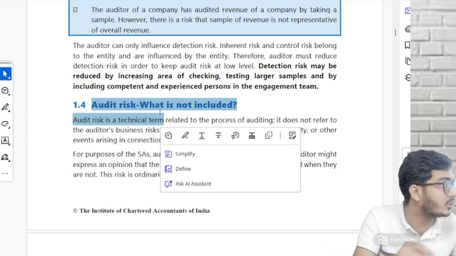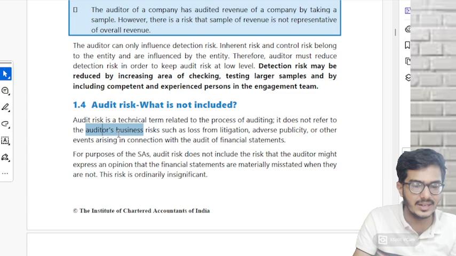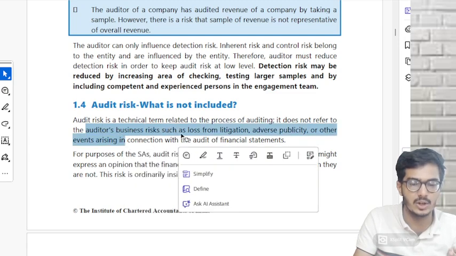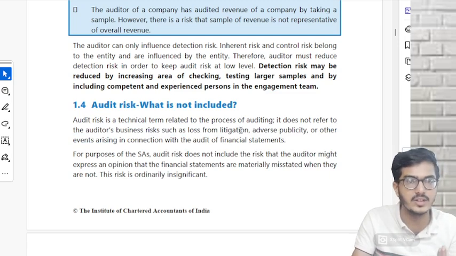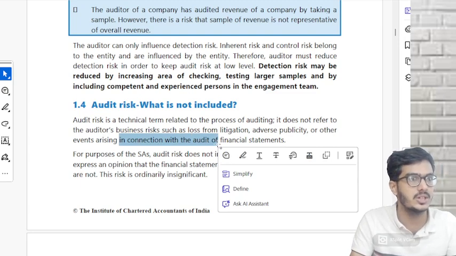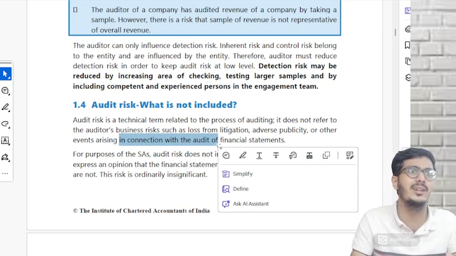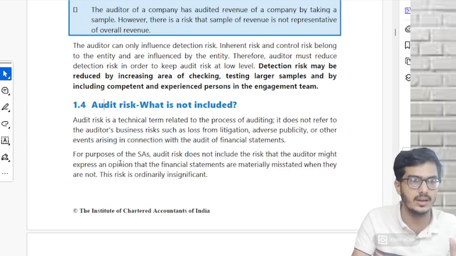Risk which is related to that audit is called audit risk. So that is why they're telling auditor's own business risk, such as loss from litigation. For example, there was a case on me, I lost, okay, or adverse publicity, that means publicly my name is going bad, or another event arising in connection with the audit of FS. So anything which is related to the audit, that is inherent, control, detection, is covered under audit risk. Anything apart from this is not covered under audit risk. Understood? Any doubts?